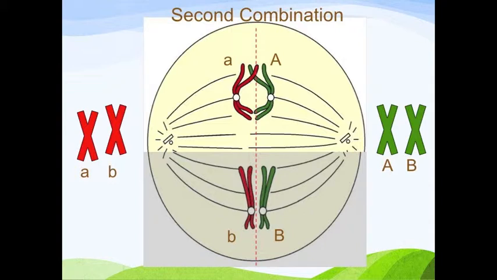Now with independent assortment, the chromosomes can always switch places. In this second combination, you will notice that the chromosomes at the bottom part of the cell have actually switched places. If you're not sure, you can always pause this clip, go back to the previous slide, and compare. So, for this combination, the genotypes produced at the end of meiosis I would be different from the first combination. Thus, this is how independent assortment leads to variation in the gametes produced.